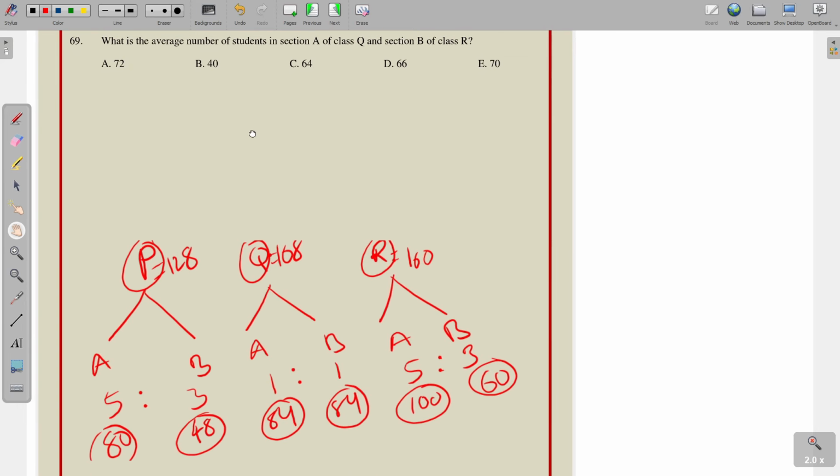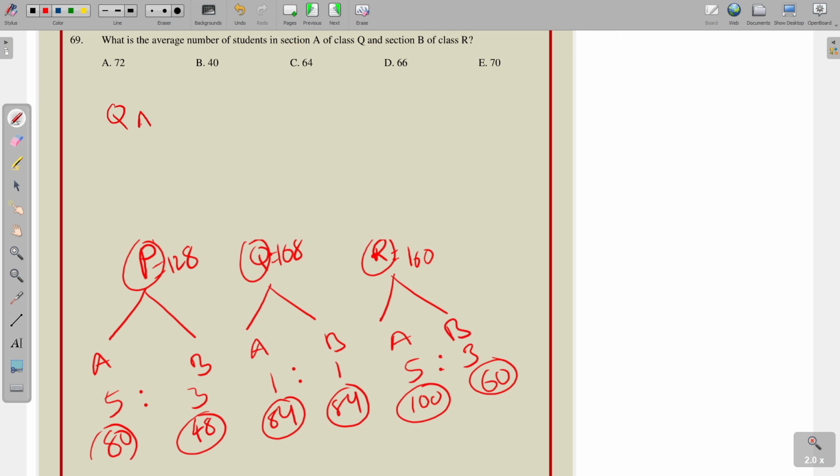What is the average number of students in section A of Q and section B of R? These two average. Q in A is 84 plus R in B is 60 by 2. The answer is 72. Average is 72. Now, the next question.